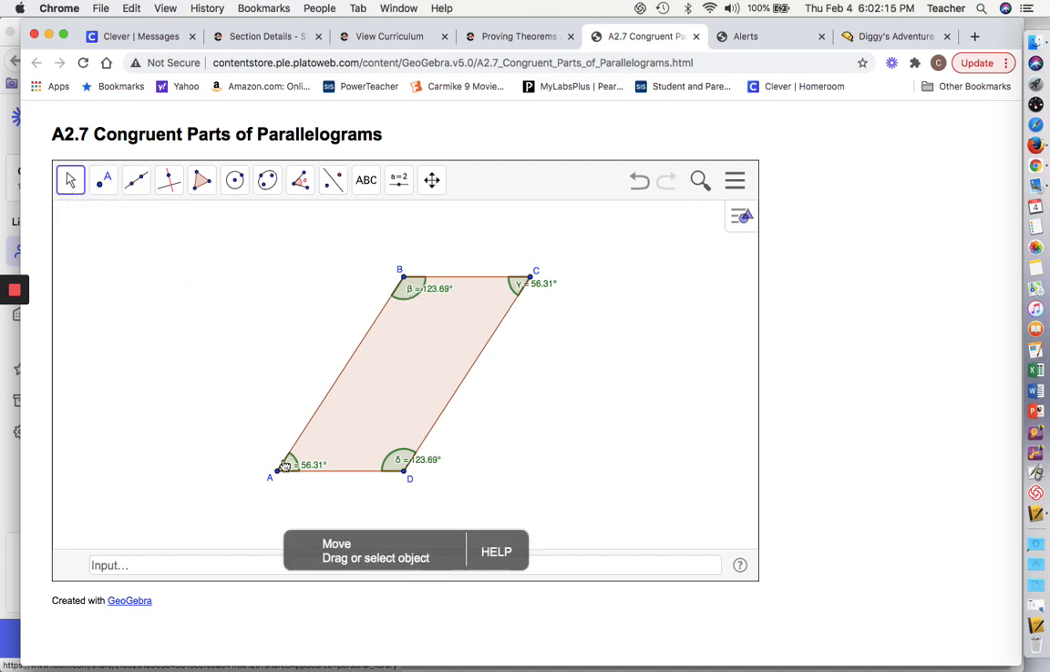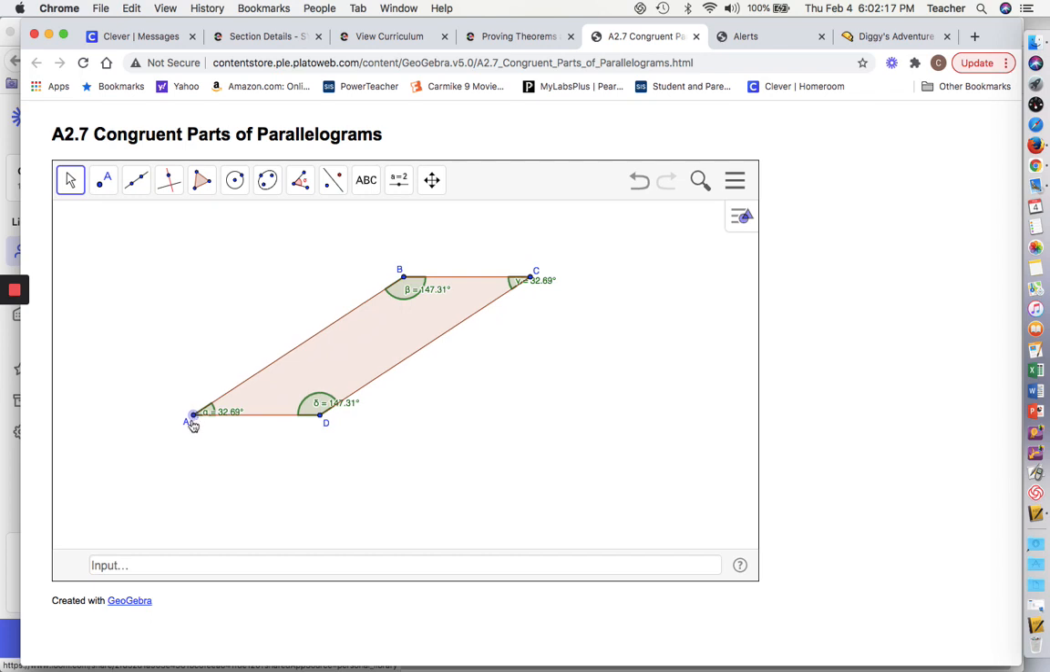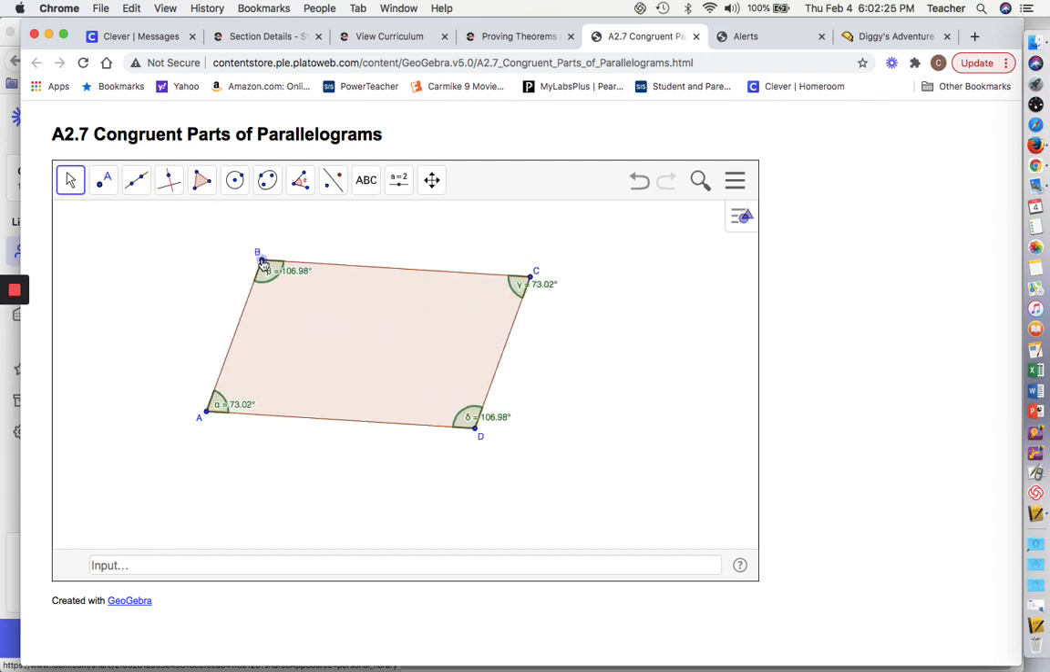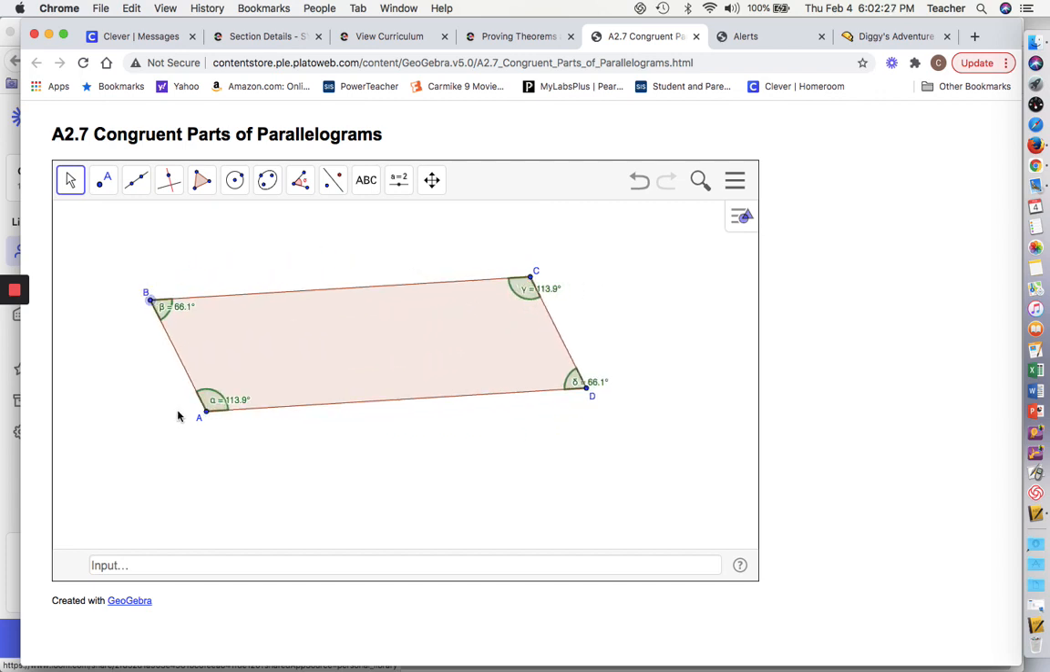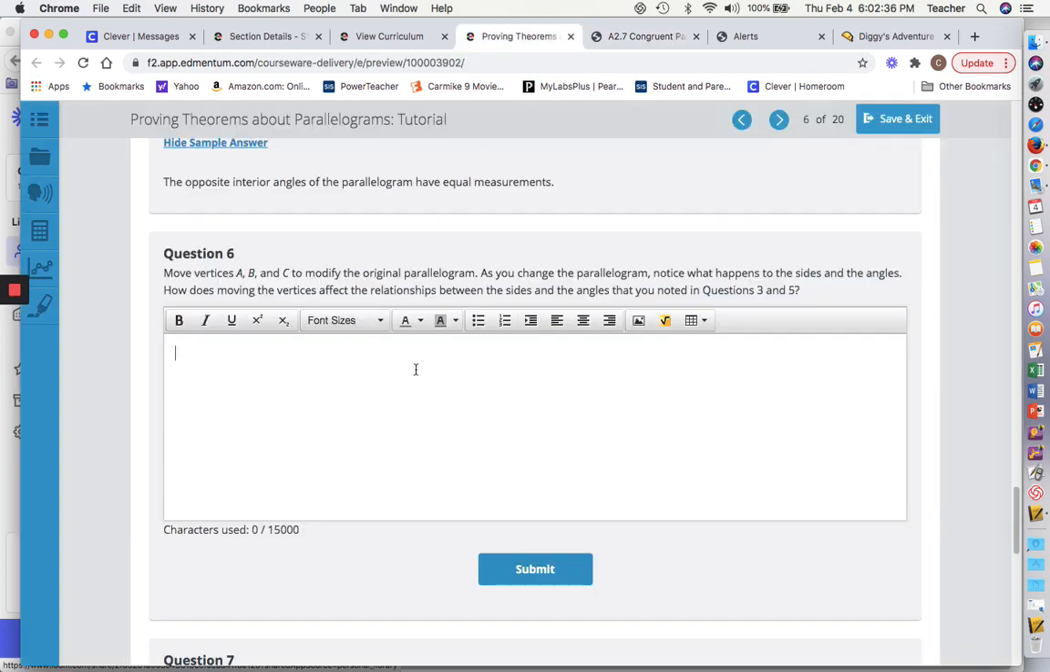I'm going to click move. So I'm going to move A. You can see how it kind of moves along with it. So these opposite angles, B and D are the same. A and C are the same. So I can move B. I can move it totally opposite parallelogram. And the opposite angles are the same. So it's not going to change the relationship at all. It does not change the relationship.